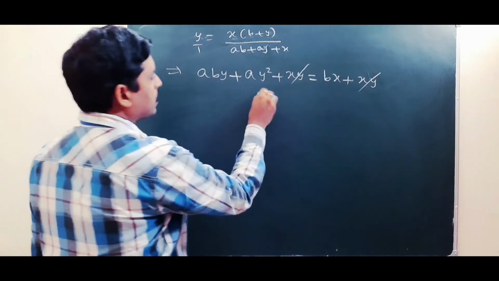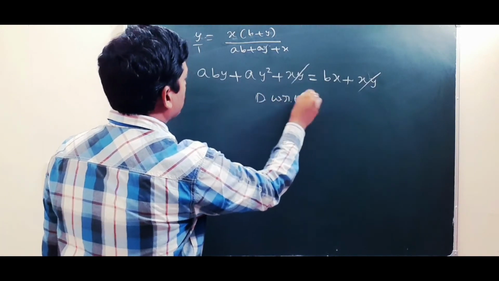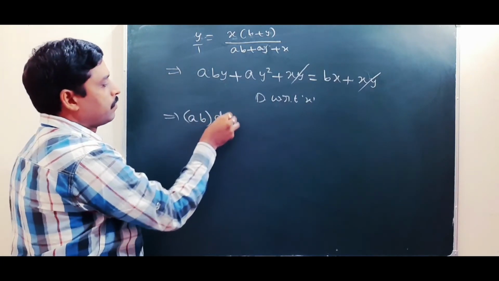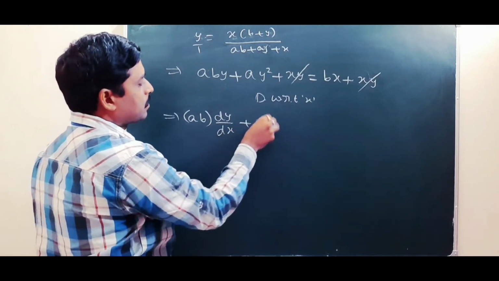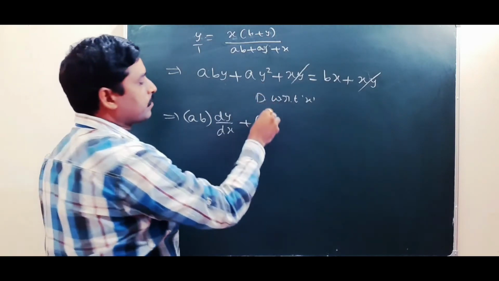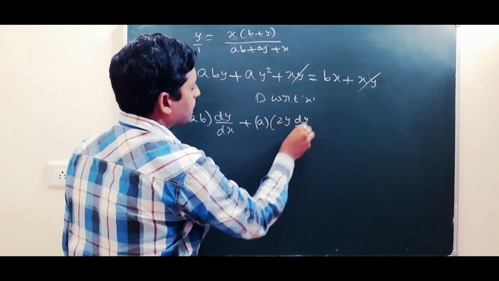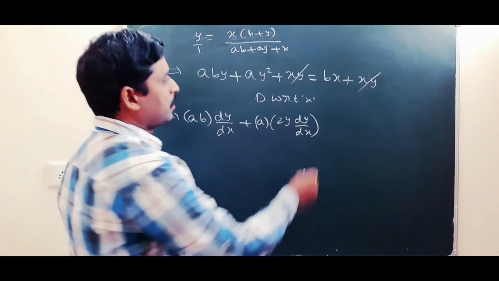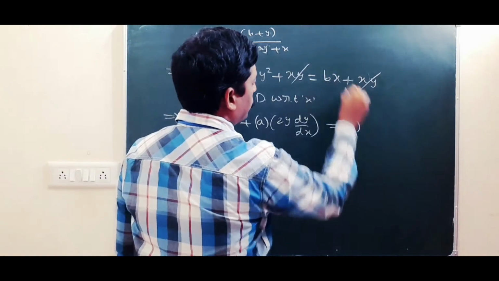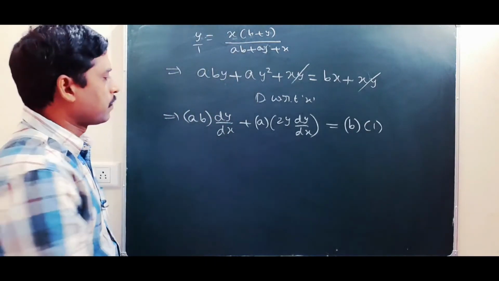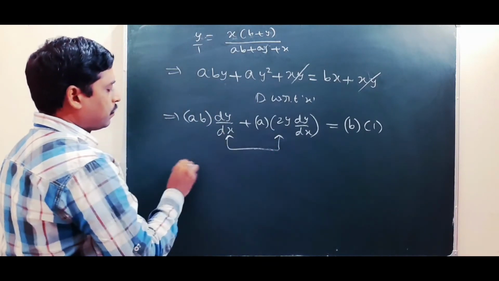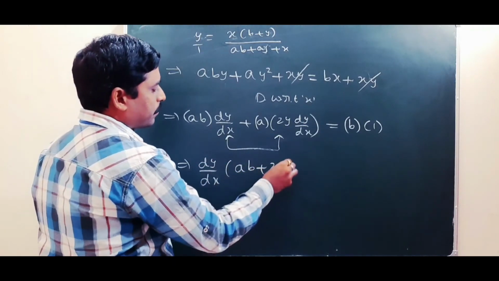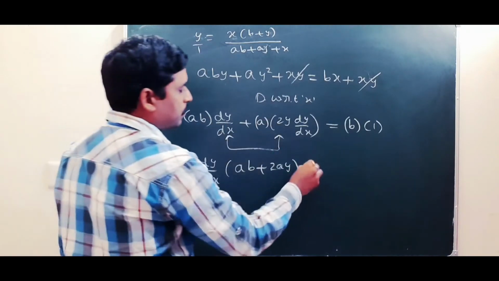Now differentiation with respect to x on both sides. In this, ab is constant, differentiation of y gives dy by dx. A is constant, differentiation of y square is 2y into dy by dx, equal to b constant. Differentiation of x will be 1, but our target is dy by dx. In this, take dy by dx common. This value will be ab plus 2ay, so ab plus 2ay is equal to b.